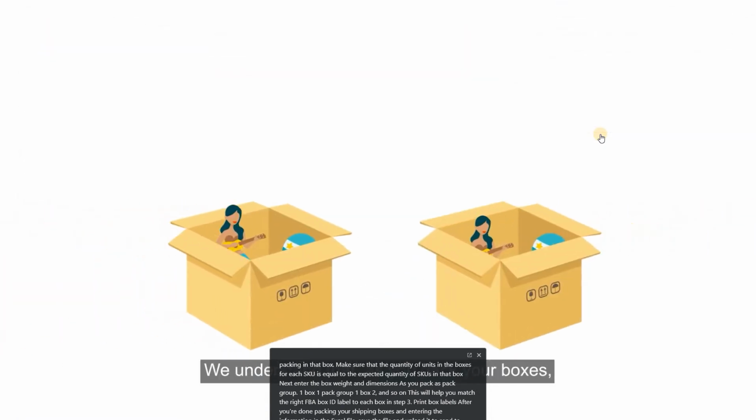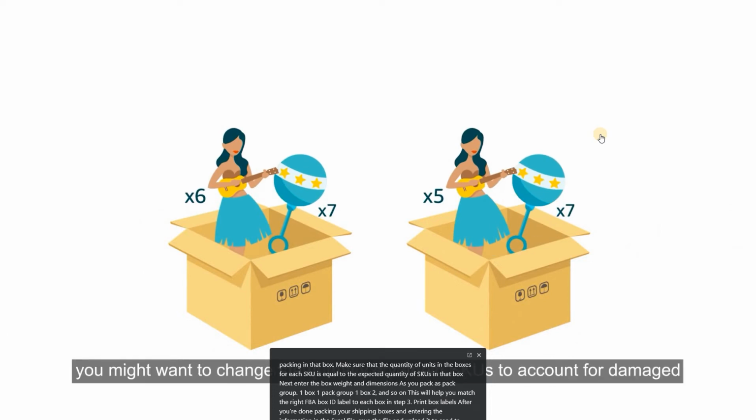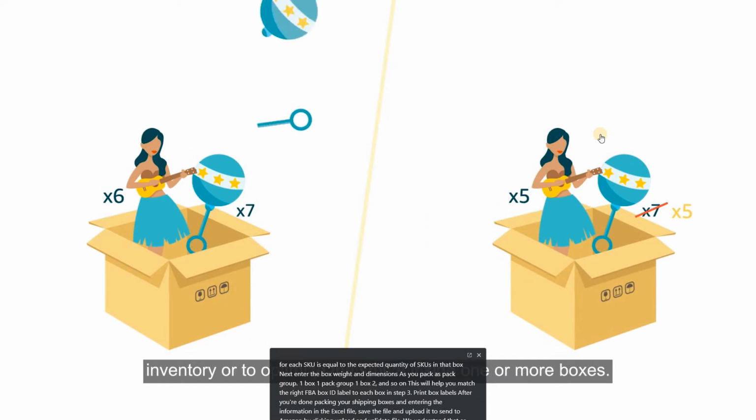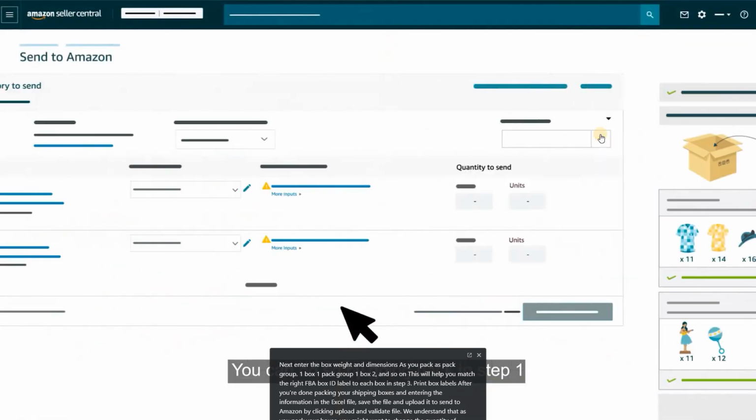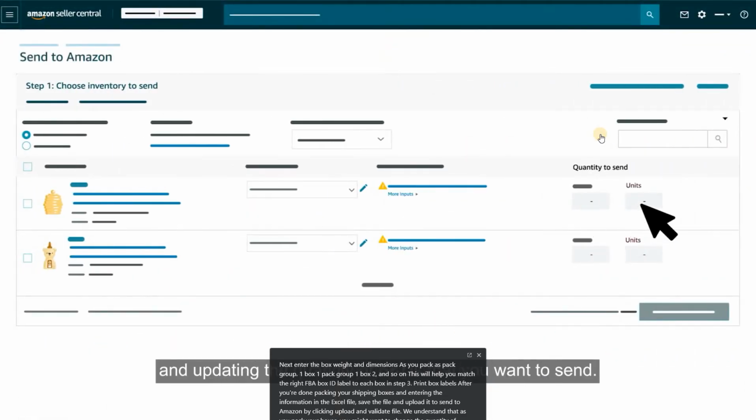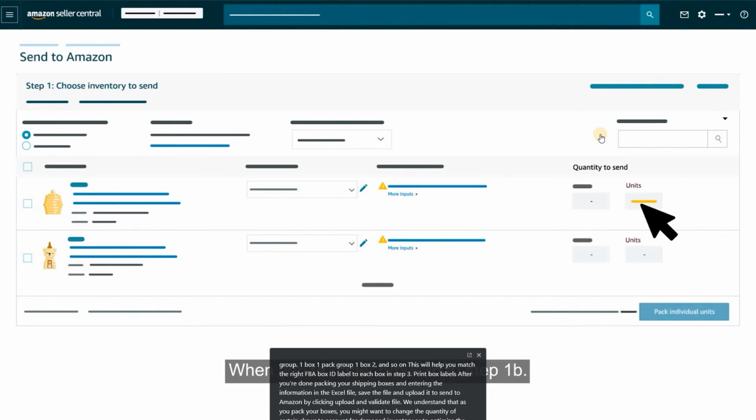We understand that as you pack your boxes, you might want to change the quantity of certain SKUs to account for damaged inventory or to optimize the space inside one or more boxes. You can do so by going back to Step 1 and updating the quantity of SKUs that you want to send. When you're done, proceed to Step 1B.